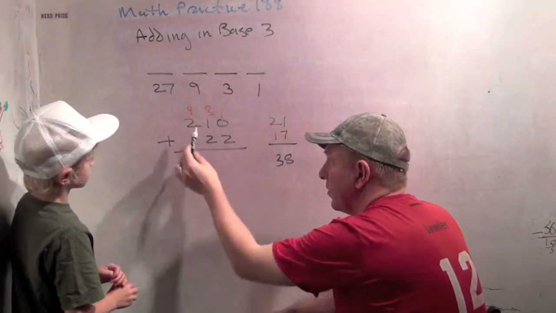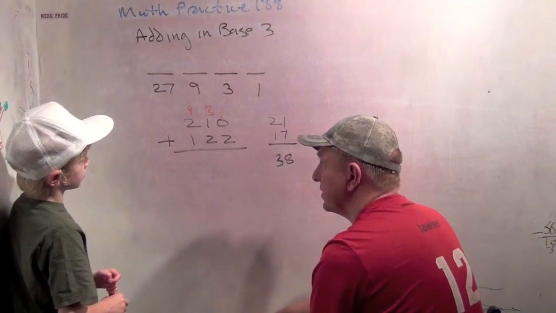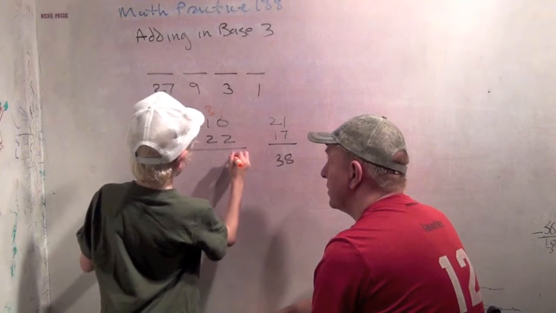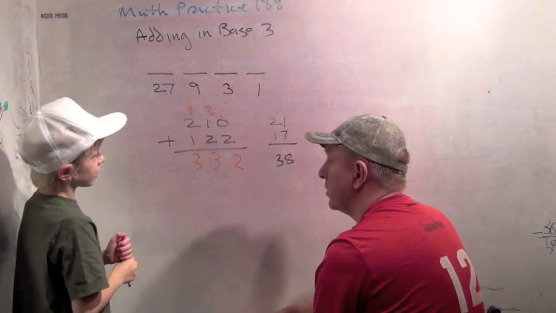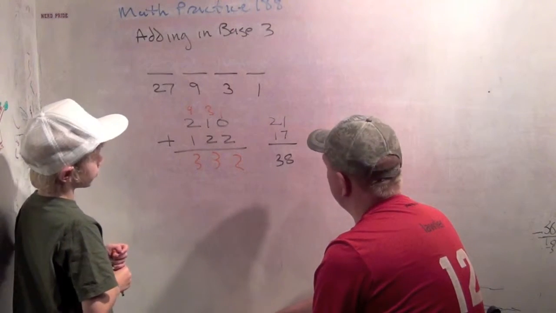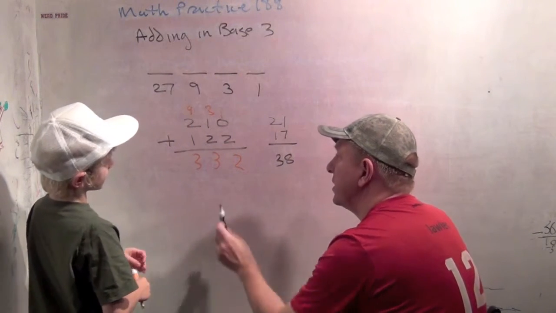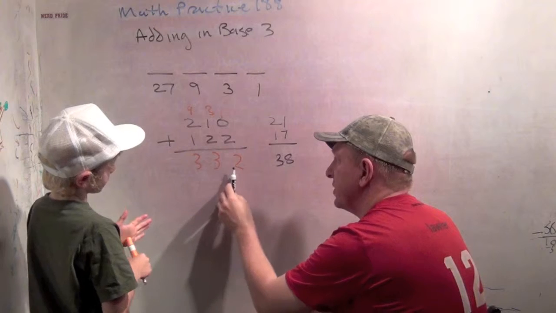So let's see what we get. What do we get when we add our columns? Well, we get 2, 3, 3. But can we have 3s? No. Ooh, we can't have 3s. So now we have to understand what these numbers represent.